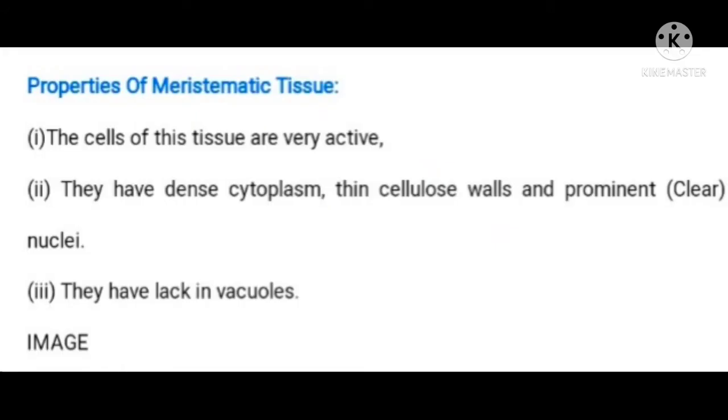Properties of meristematic tissue. First, the cells of this tissue are very active. They have dense cytoplasm, as we have seen in chapter 5 about these cells. They have thin cellulose walls, since plant cells have a cell wall. They have prominent nuclei, clear nuclei. And the last point is that vacuoles are absent in the meristematic tissues.